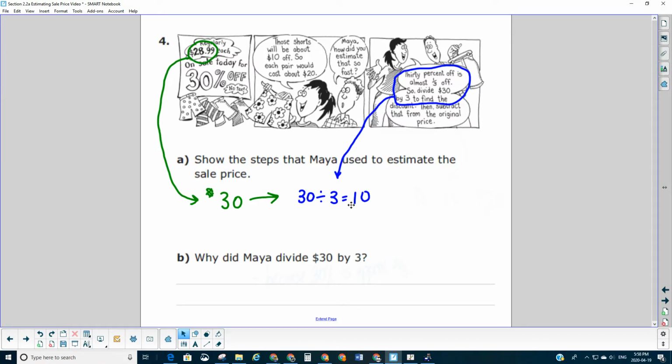So that's her discount. So finally, she's going to take that discount and subtract it from the price. So $30 is her estimate. She's estimating she's going to save $10, and therefore she thinks the price is going to be 20 bucks. So why did Maya divide by 3? Well, because 30% is approximately 1/3, and 1/3 means 1 divided by 3. So this was a nice little estimate that Maya was able to do in her head, and where we're going to stop for today's lesson.